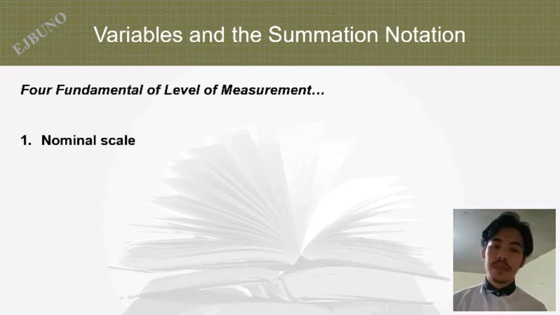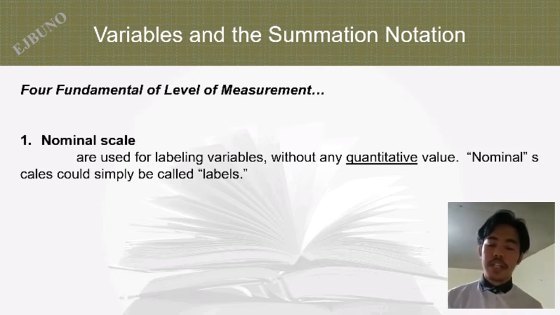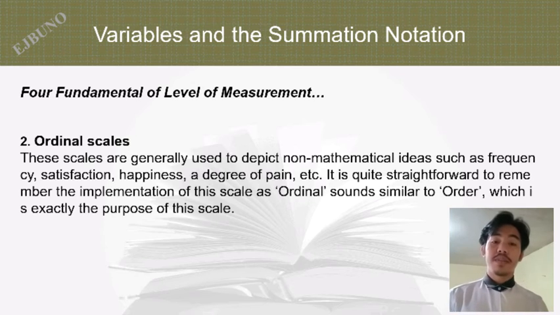The first one is the nominal level of measurement. It is often called labels. It is used to label variables that do not have quantitative values. Best examples are our personal information such as gender, complexion, eye color, and so on. When it comes to the ordinal level of measurement, it is simply labeling the variables in order. For example, first, second, third, fourth, fifth, and so on.